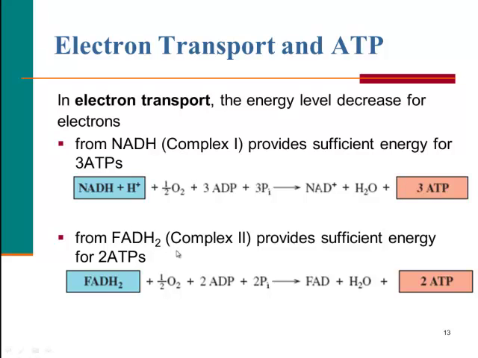FADH2 has enough energy to produce 2 ATP molecules. The FADH2 enters in at complex 2, so it's lacking the 2 extra protons that are moved because of NADH. It enters in at complex 2, and it provides enough energy to make 2 ATP molecules.